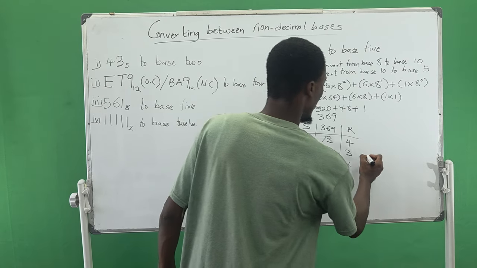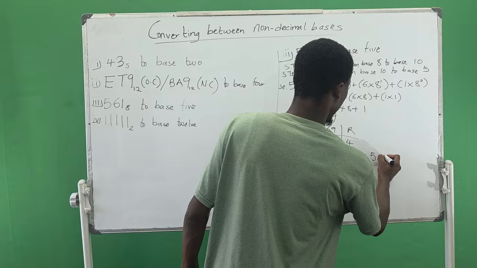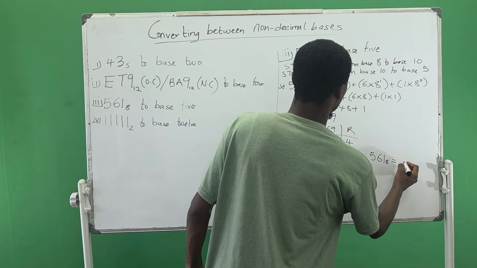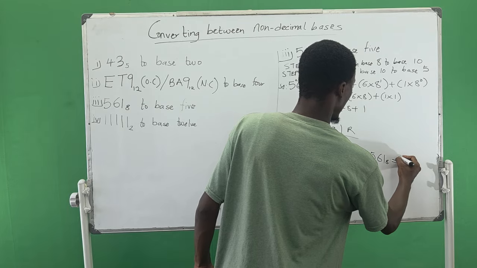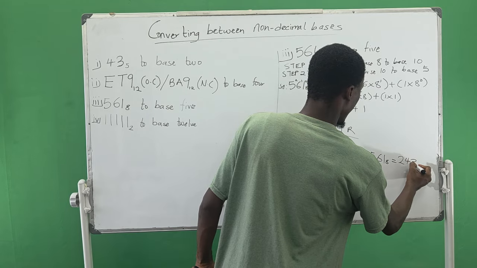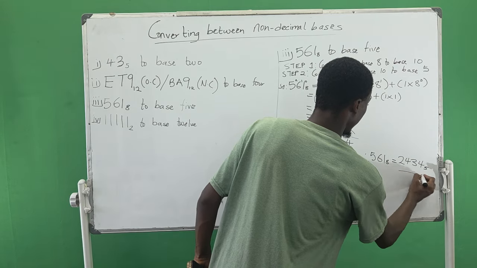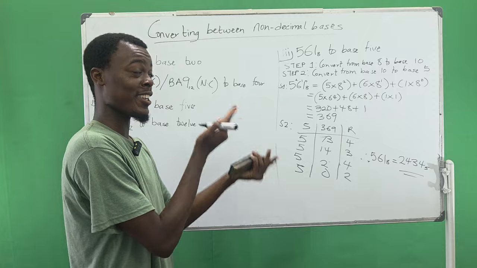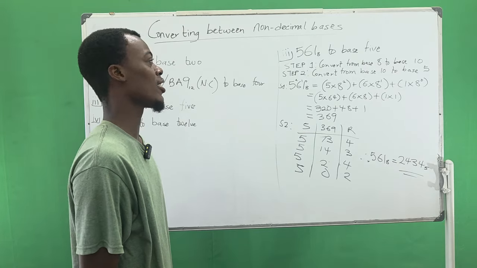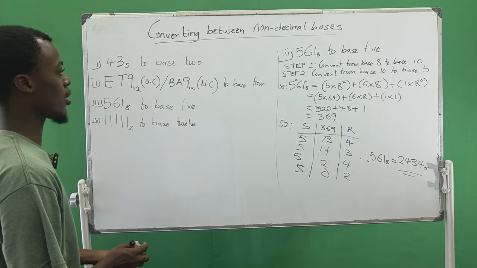So therefore, you can conclude that 561 base 8 is equal to 2 4 3 4 base 5. Very, very easy. Okay, so now let's do the last one. The last one I believe is very easy. Let's do it together.